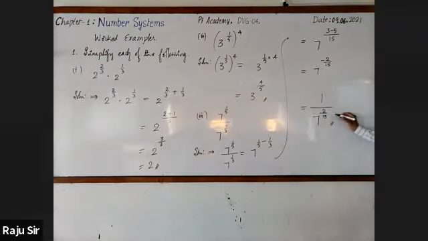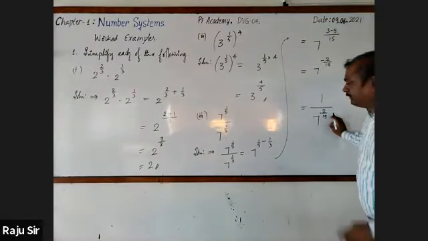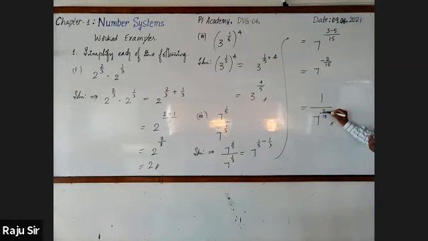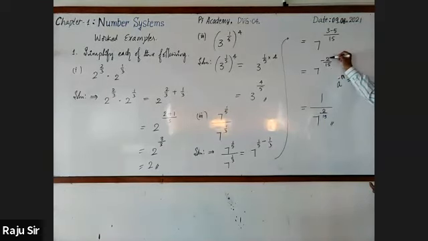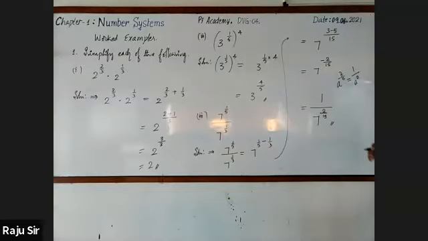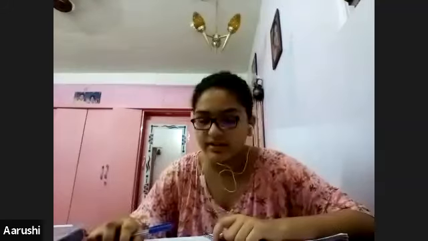Yes, sir. Why? I'll tell you that. Anashil, let me clarify. You are asking, can we take 2 in the numerator? See that here, a raised to the power minus n is equal to 1 by a raised to the power plus n. In place of n, what is there? Minus 2 by 15. 2 by 15 is there. The same number will also be written here, 2 by 15. Got it?